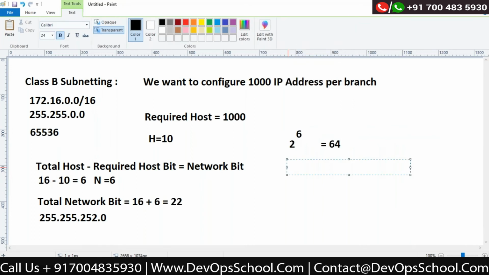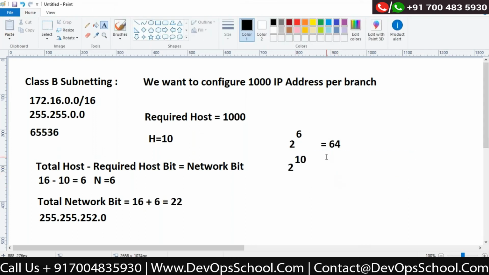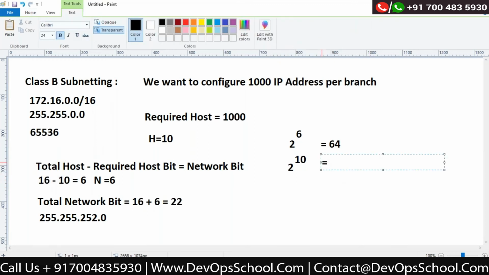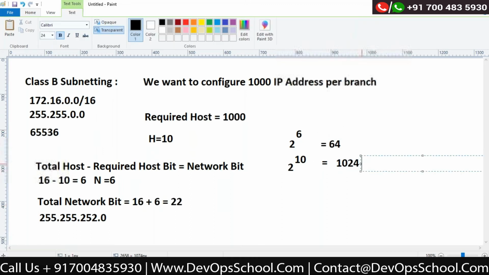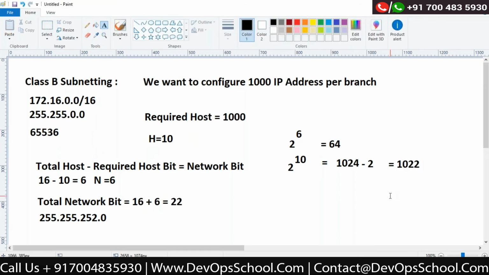Correct? And how many hosts are you getting? It would be 2 raised to 10, which is 1024. So I'm getting 64 networks. Within those 64 networks, 1024 minus 2 per network, I'm getting 1022 IP addresses.